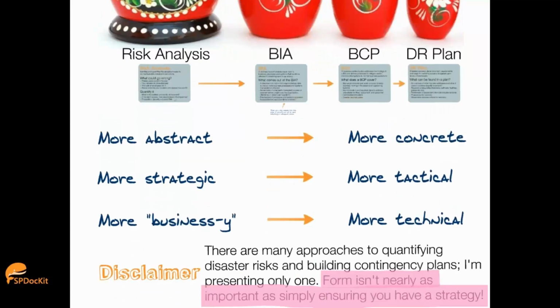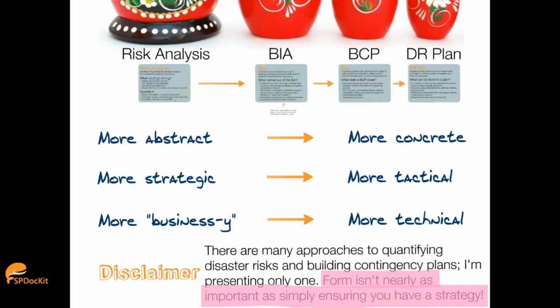Now, there are many different ways to quantify disaster risks and build contingency plans. The methodology that I'm sharing here, the broad methodology, is one approach. There are multiple approaches. Form isn't nearly as important as simply ensuring that you have a strategy, and more importantly, applying that strategy consistently across all areas. You want to make sure that all of your systems and all of your processes are evaluated and treated according to the same set of criteria.